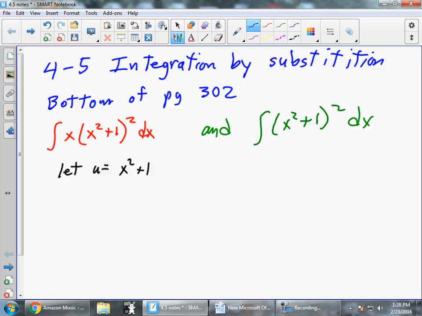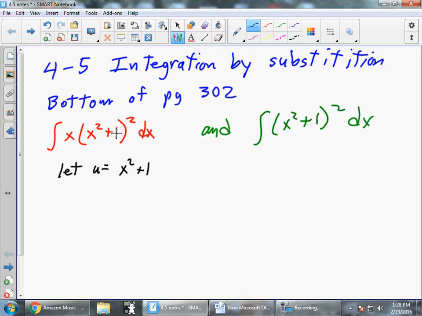And usually that's a good technique, is to go inside the parentheses right here, because this is kind of a mess when you square it. Not really, but it gets more complicated. Usually that's a good candidate to let u equal to. Sometimes it doesn't work, okay? So then here's how it goes.